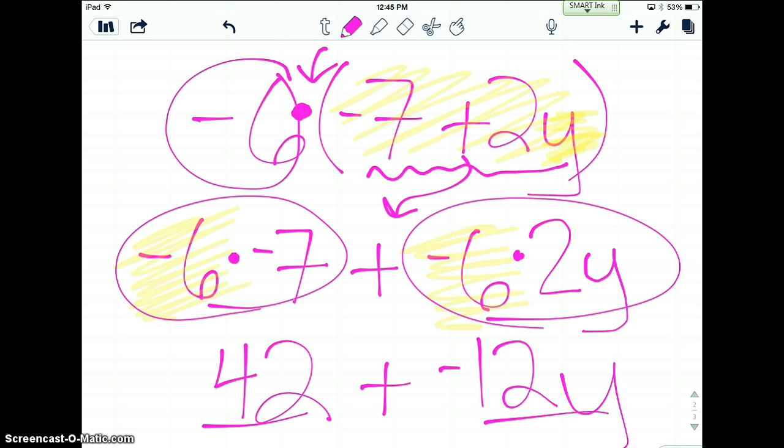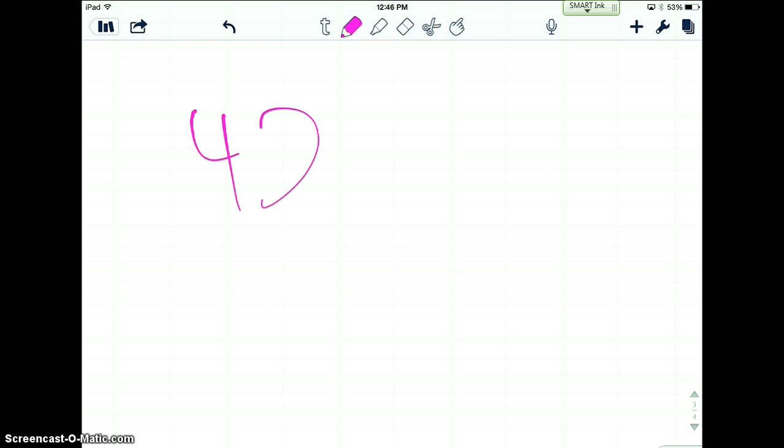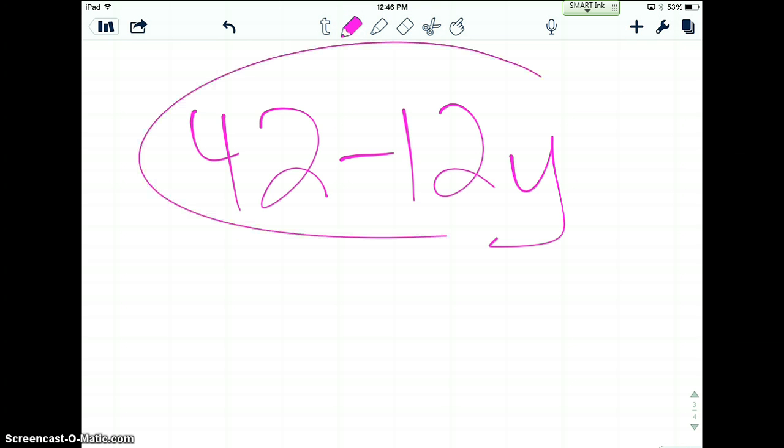So you could write this expression out, just leave it like this. Or you might be noticing, if I'm adding a negative, that's really the same thing as just doing 42 minus 12y. So you could write it either way. And there we have it. We have expanded that original expression.